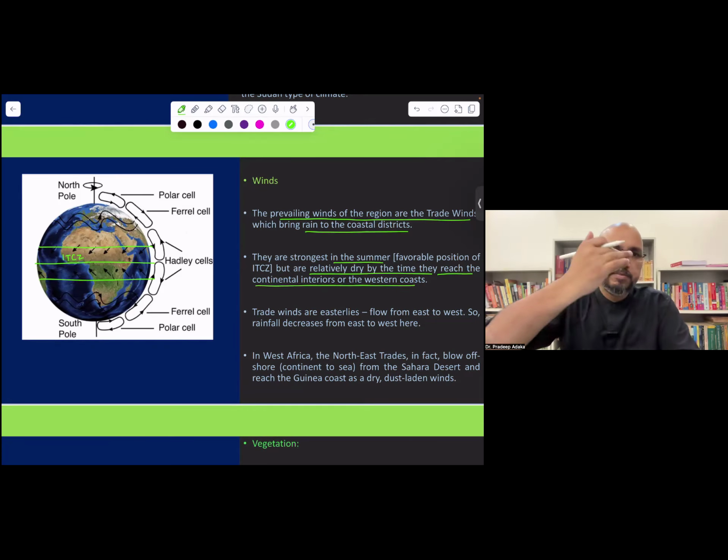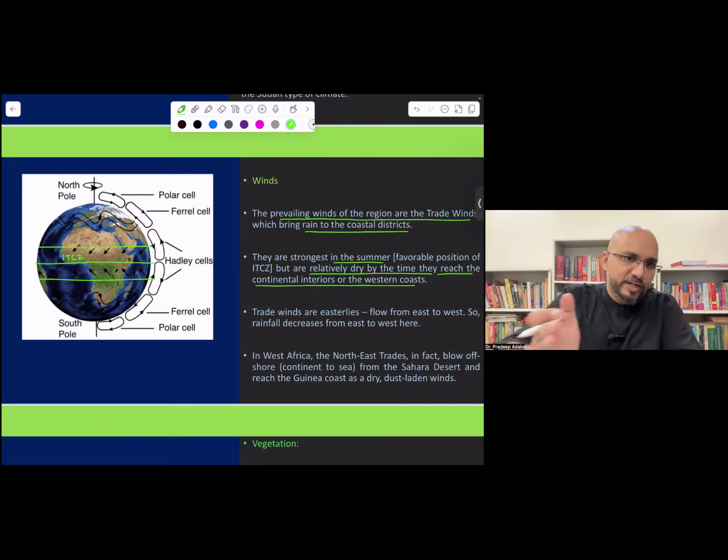So from the east they are blowing towards the west. When they are blowing over the ocean, they will carry moisture and bring rain to the eastern coast. But by the time they move towards the interior, most of the moisture is precipitated, right? Most of the moisture is received in the form of rain in the eastern parts. So by the time they are moving towards the interior, the rainfall will reduce, and by the time they reach the western coast, the wind is almost dry.